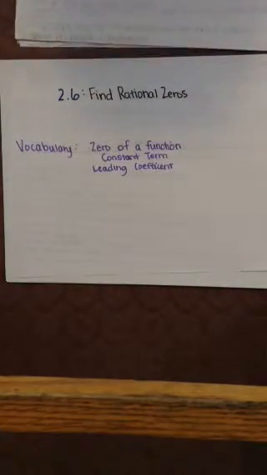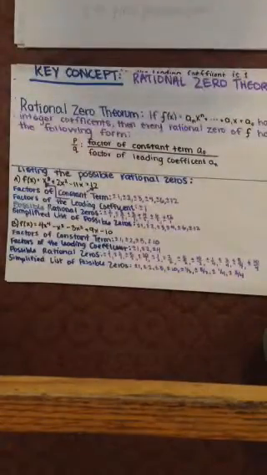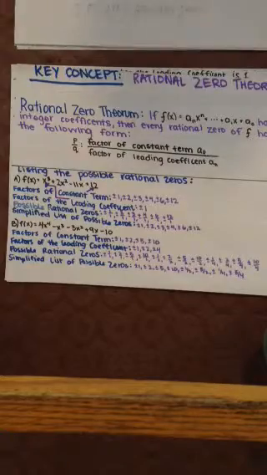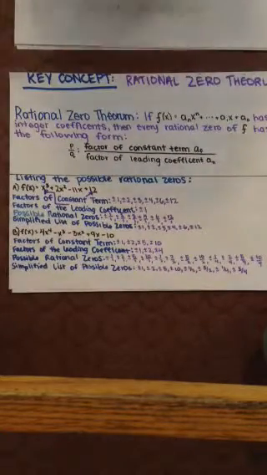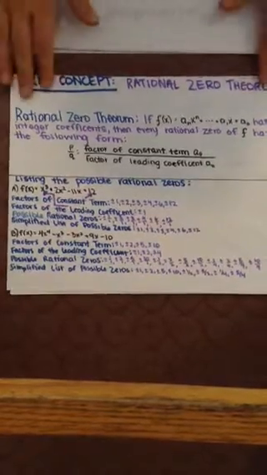2.6. Find rational zeros. The vocabulary is listed below. The key concept for this really is the rational zero theorem, and for this you're definitely going to want to be best friends with this, because the p over q is like your thank yous and pleases. When you're doing this, you're going to want to make sure that you're comfortable with leading coefficients and the constant terms, because those are going to be your best friends.